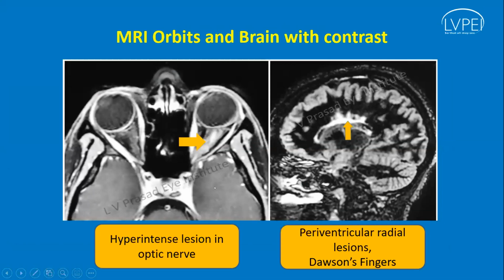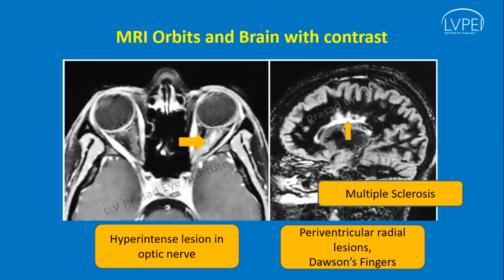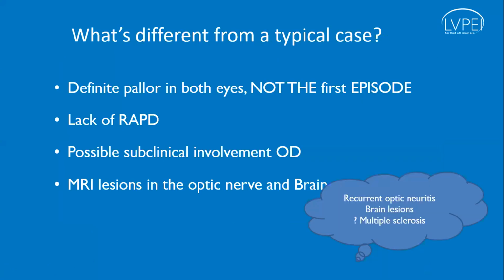We obtained MRI orbits and brain with contrast, and as expected, we can see a bright hyperintense lesion in the left optic nerve. In addition to that, the brain parenchyma showed periventricular, radially oriented lesions, which were highly suggestive of the pathognomonic Dawson's fingers, which are seen classically in multiple sclerosis. So given this, we made our diagnosis of optic neuritis in multiple sclerosis.